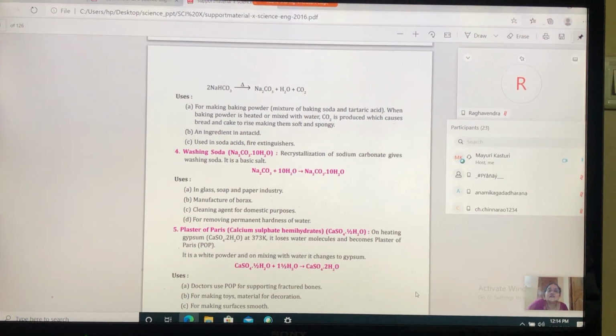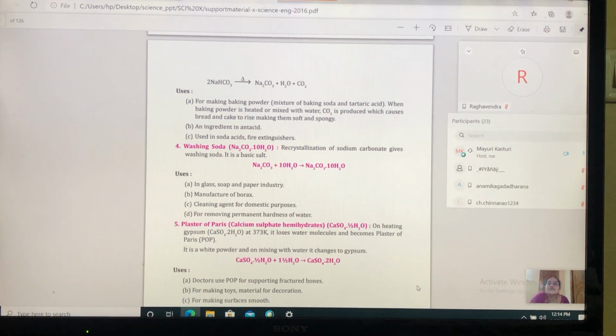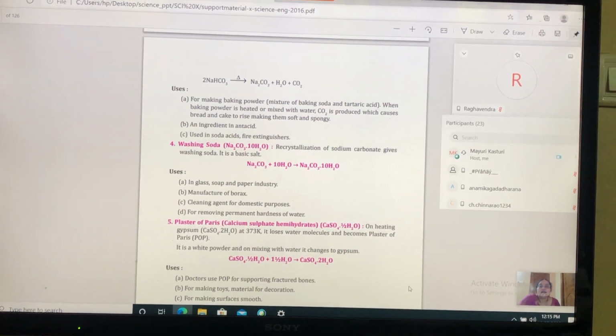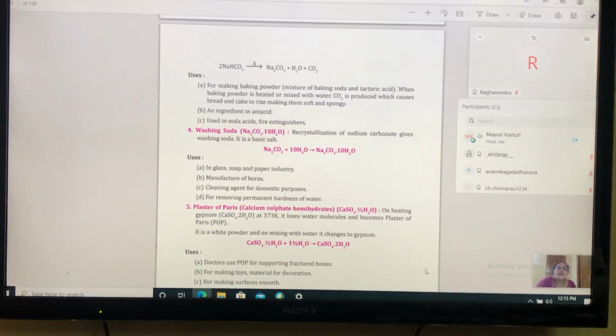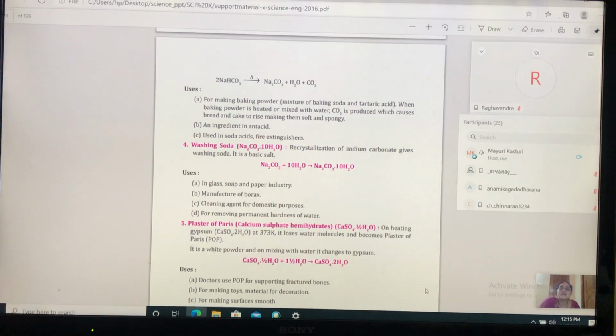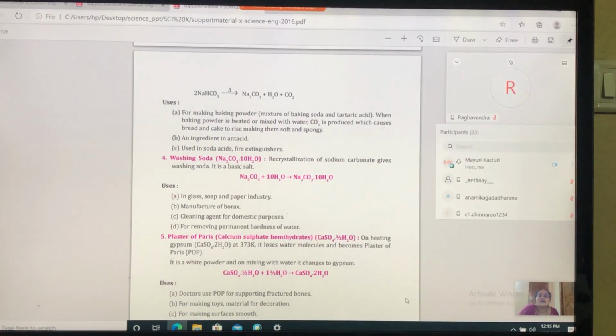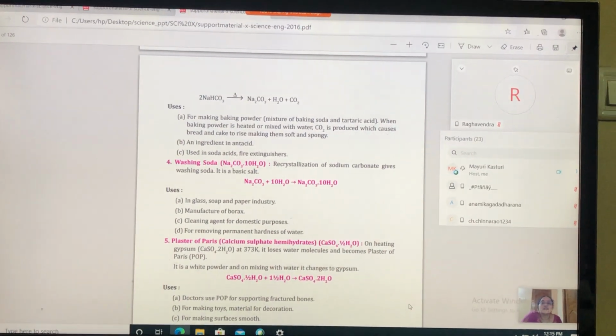So they are used in fire extinguishers. So these are the three uses of sodium bicarbonate, or baking soda.